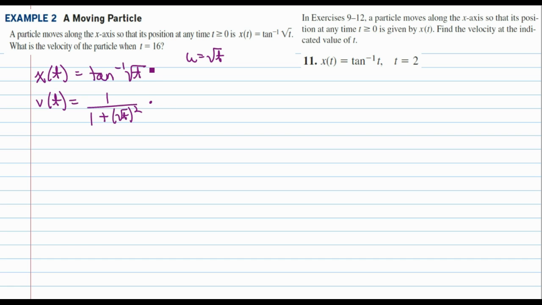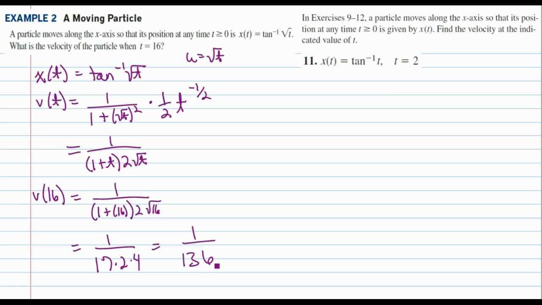So the derivative of t to the 1/2 is 1/2 t to the negative 1/2. There can be some combination, maybe make my life a little bit simpler here. And I get 1 over the quantity 1 plus t times 2 square root t. And that's a little bit easier to plug in 16.